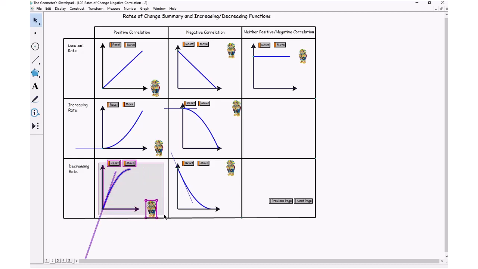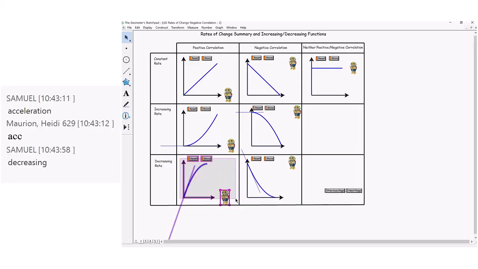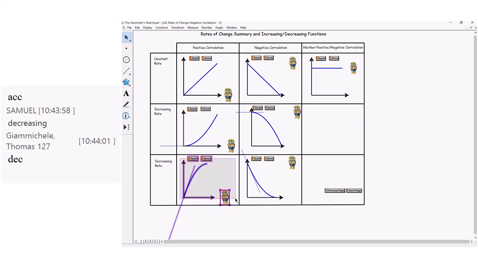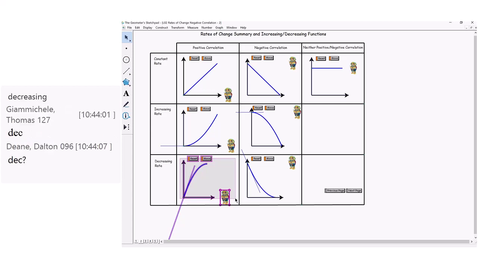Again, positive correlation, so the Pharaoh should end up moving up. What kind of rate of change is this? Think about the tangents. What are the tangents doing? The tangents get less steep. It's a decreasing rate of change. Yeah, that is a decreasing rate of change. So when Mr. Hanta hits move, the Pharaoh will be moving at the greatest speed when it starts, and then it will be slowing to a stop.